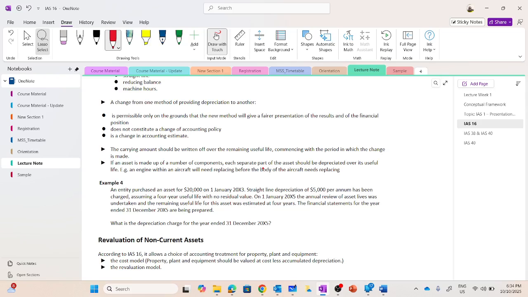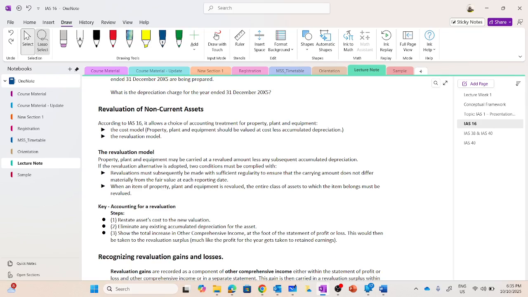Furthermore, we are going to look at the revaluation of non-current assets. Very important concept we need to put under control. According to IAS 16, it allows a choice of accounting treatment for property, plant, and equipment. Now, when we are talking about revaluation, it means we are going to, based on the valuer, assert a current value of an asset, the most fairly presented value.